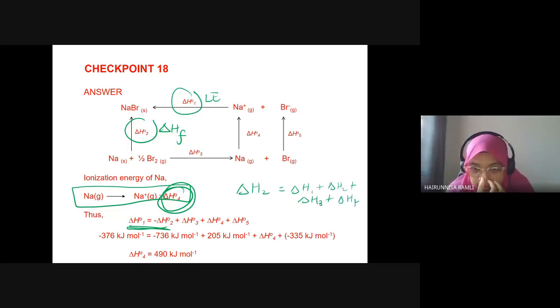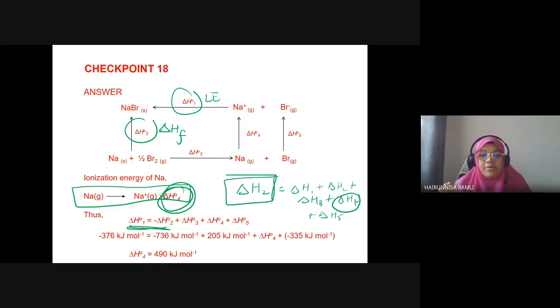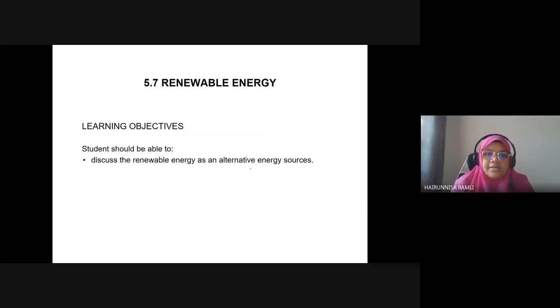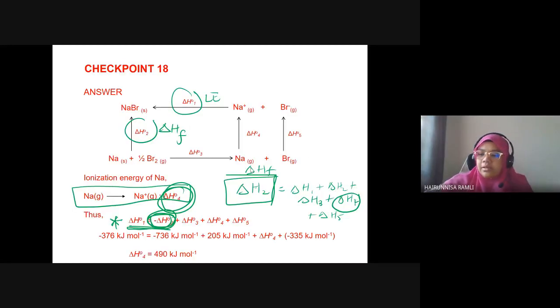Kita sampai berapa, eh? 5. Yang kita nak cari, this one. Supaya tak silap. Yang penting kita tahu apa yang duduk di sebelah kiri kat depan, this one is delta HF. Kalau you nak buat cara method ni, make sure delta H2 is negative value. Bahaya sikit lah, so you guna cara biasa lah. Okay, so any question so far? Saya nak habiskan sikit lagi.